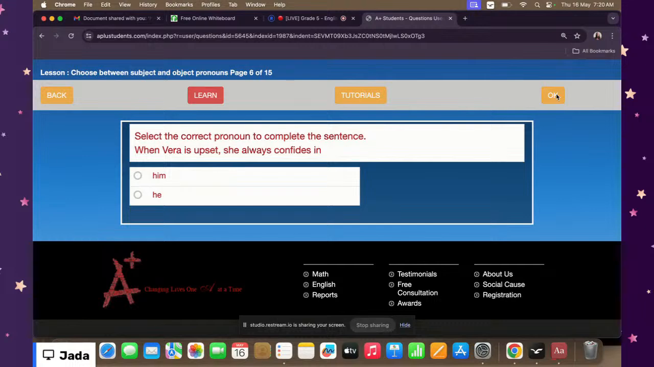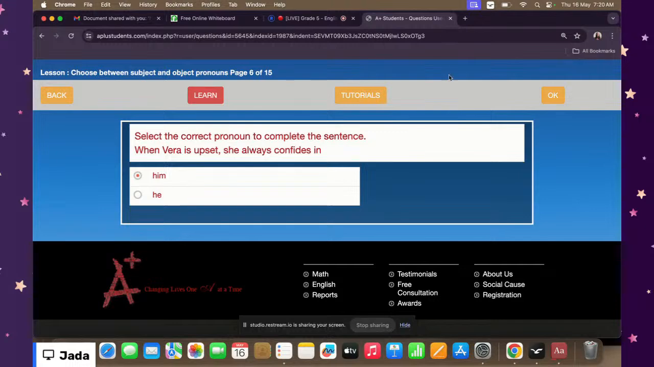When Vera is upset, she always confides in him or he. Always confides in he or him. Let's see. Him, in him.